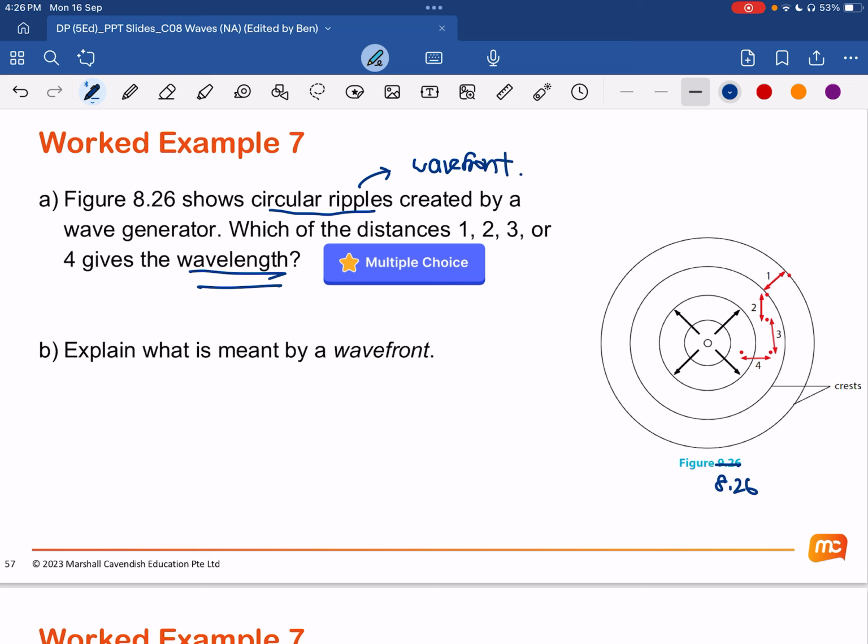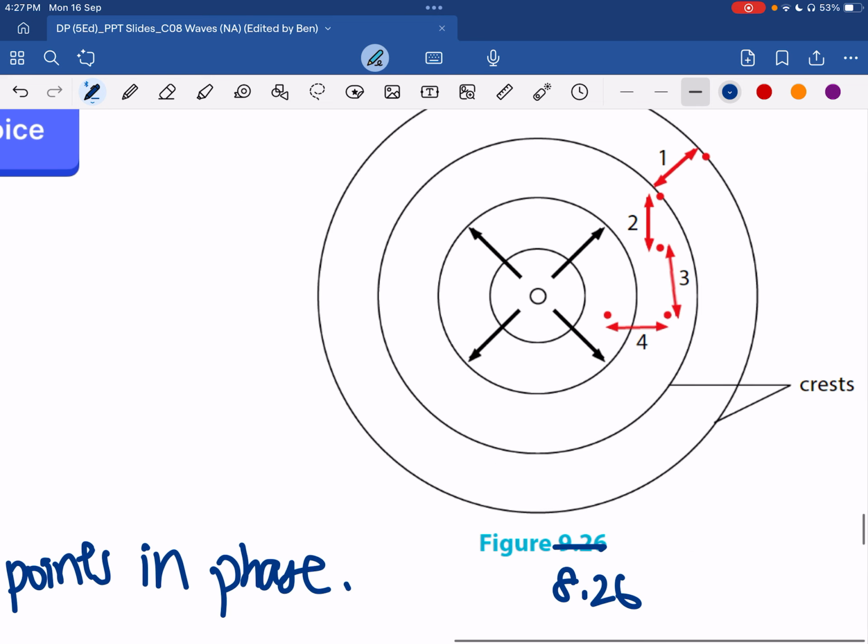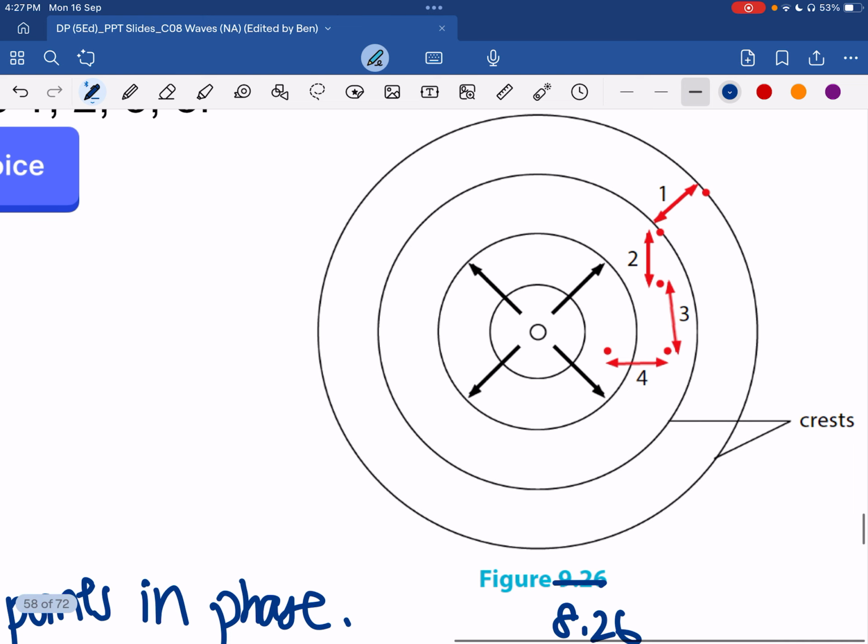On a wavefront, maybe we do B first, okay? Recall the definition of wavefront. It's just an imaginary line that joins all points in phase, right? So if this was a 2D image, right?